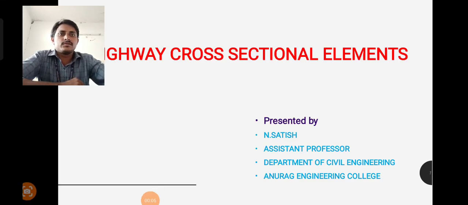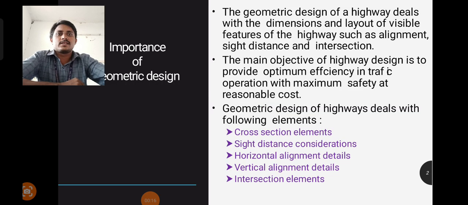In this session, I would like to explain one of the topics in the Transportation Engineering subject, that is highway cross-sectional elements. So, what is a highway cross-sectional element? Before going to discuss highway cross-sectional elements, let us first know where it exists. So, cross-sectional elements exist in the topic of importance of geometrical design. First, what is geometrical design?